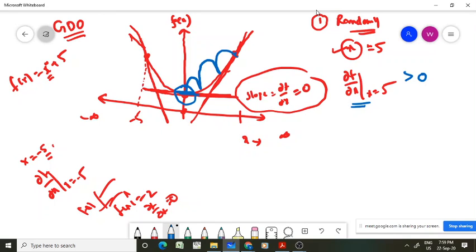Let's assume your initial point is x equal to minus 5. Then that point will be here, where it is a negative slope. When it is a negative slope, the gradient descent algorithm will try to move this point toward the positive slope side. The positive slope is available here, right? So that point will be updated like this and finally land at that 0 slope point. That is called the minimum point.